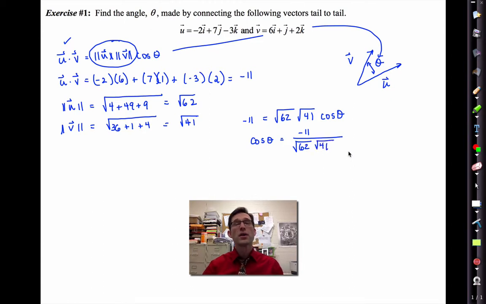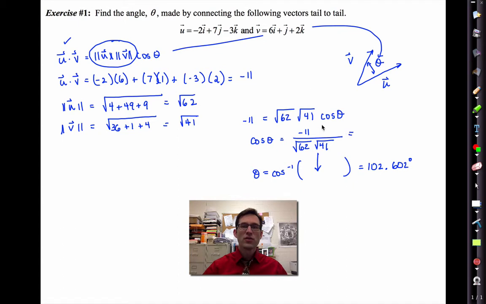One of the great things about cosine, we talked about this in the last lesson, is that cosine is unambiguous, meaning that you can simply do the inverse cosine now of this quantity. I'm not going to rewrite it. And that gives you your angle. It's very nice. It's 102.602 degrees.